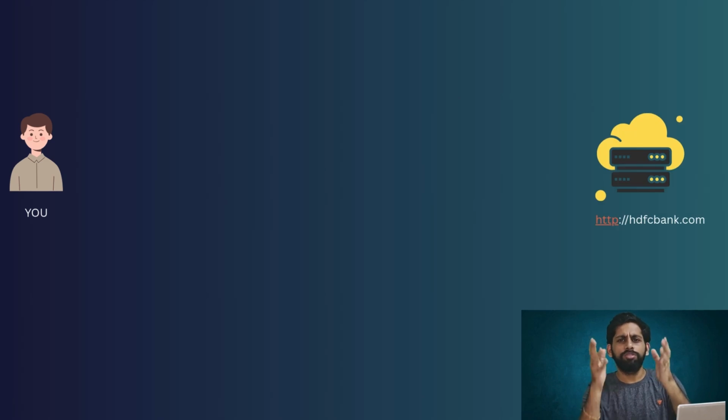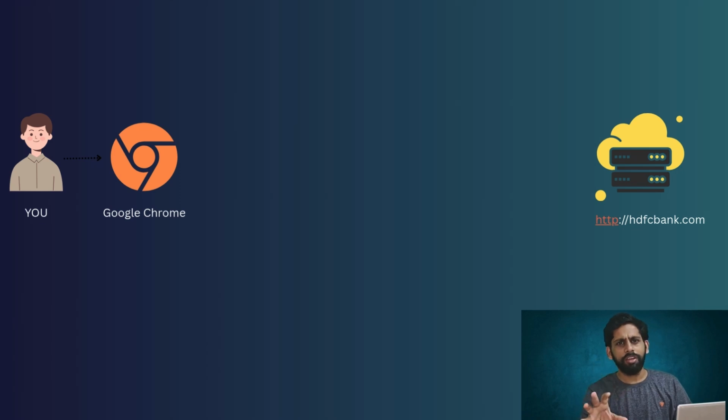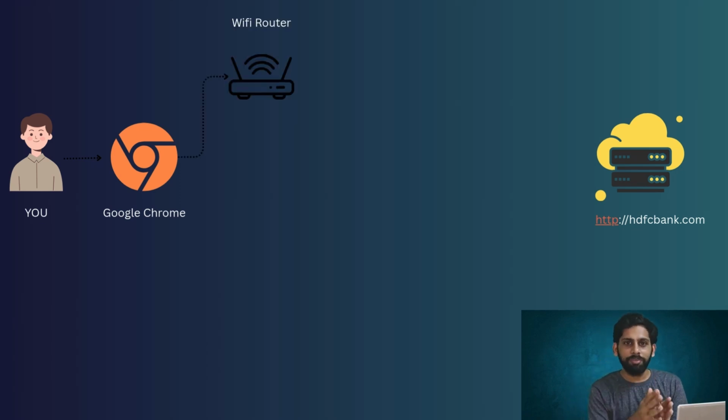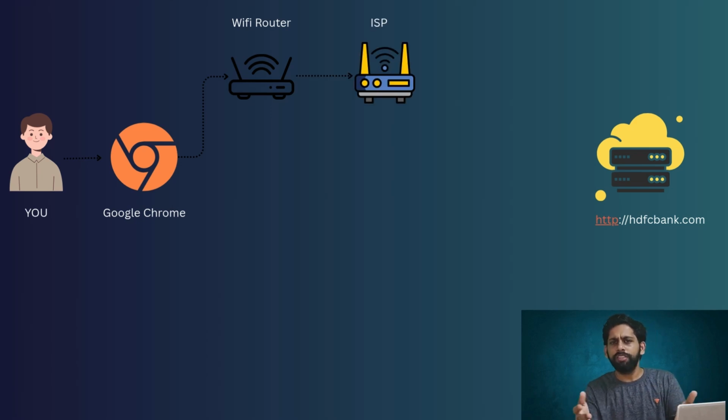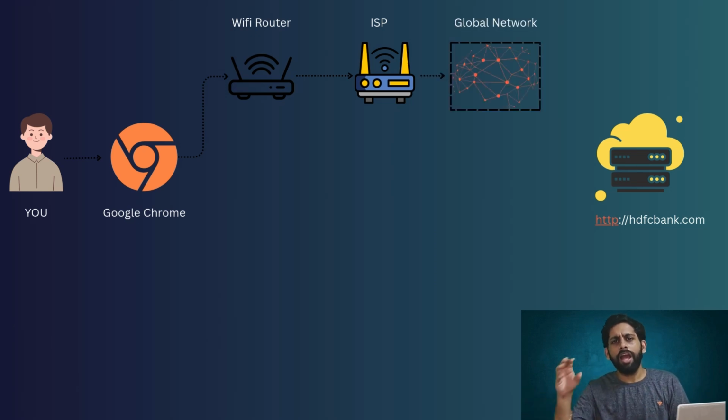Let's assume you are using htcbank.com to do some banking. So what happens when you go to your browser and type in the bank's address? Your request, your traffic, first goes from your browser to your Wi-Fi router possibly. From there it goes to your ISP. ISP is nothing but your internet service provider. It could be Jio, Airtel or anyone. From there it travels across the world and finally reaches the server of htcbank.com.